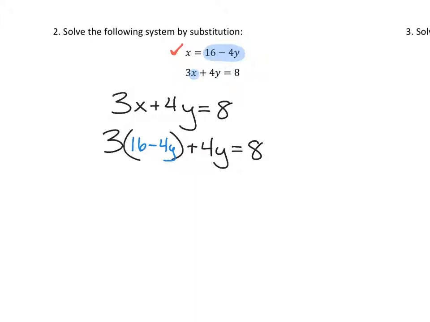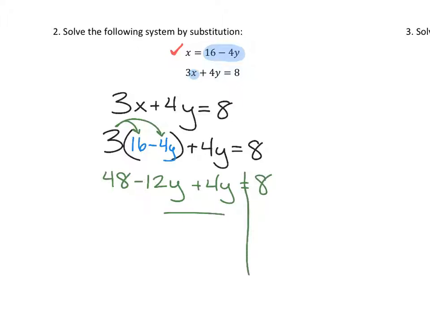Okay? Third step is to solve like normal using distribution and then either the box method or inverse operations. We're going to continue. So I'm going to show the box method. But we'll distribute: 3 times 16 is 48. 3 times negative 4y is negative 12y. Then I add 4y. Should be equal to 8. Did I lose anyone on that step? No? Okay, from here, box method or inverse operations to finish solving.